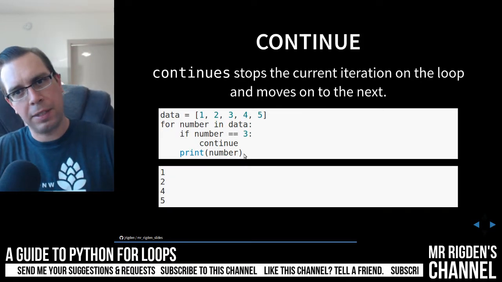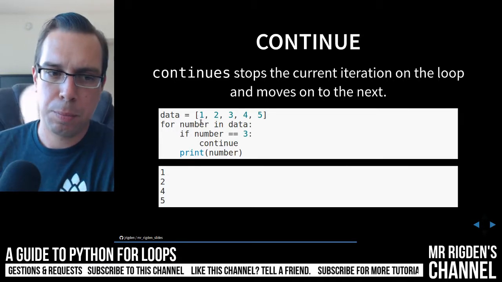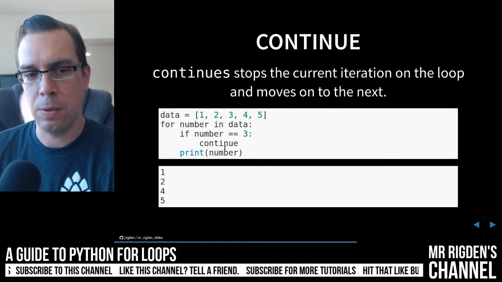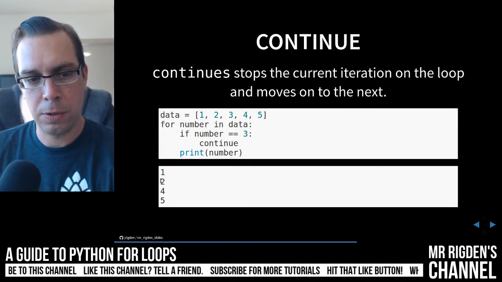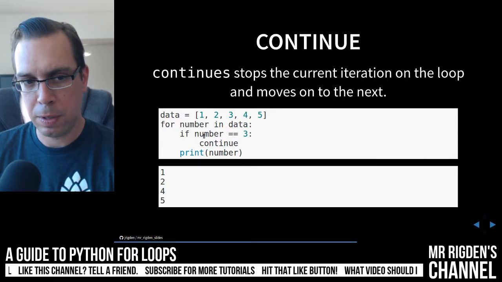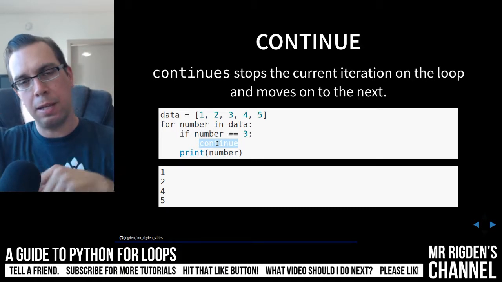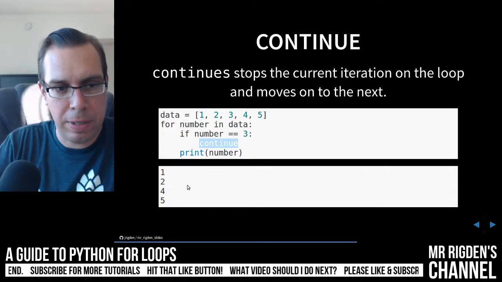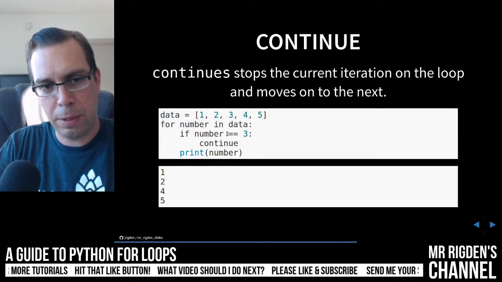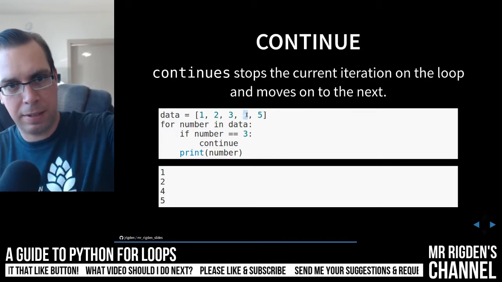Continue stops the current iteration of the loop and moves on to the next. Okay, so once again, we're going to print until we get to the number equaling 3, and then we're going to continue. All right, so that gives us 1, 2, 4, and 5. So when number equals 3, we hit continue, and that means that iteration of the loop stops, and then we move on to the next member. That is why 3 never gets printed. All right, 1, 2, and 3 equals 3. We continue, go back to the next member, which would be 4.